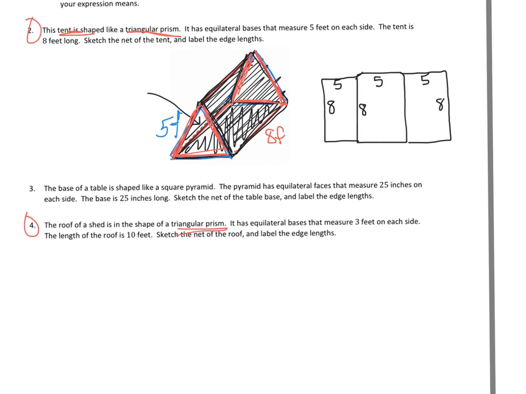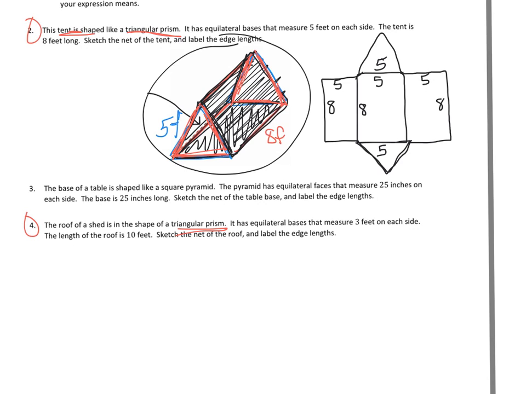And I can attach them on just about any of these, but I like to attach in the middle. And I know that that's 5. Because it's equilateral, all of these sides of the triangle are 5. And I'm going to put my top one up here. And that's 5. So there's my net. That's what this tent looks like opened up. And if I closed up all these sides and the triangles, it's going to form this shape right here. So that's 2 and 4. That kind of helps out a little bit.